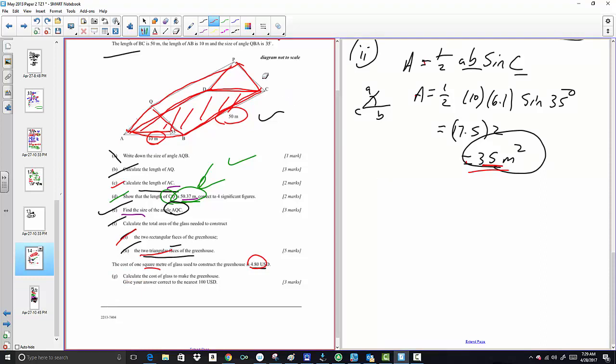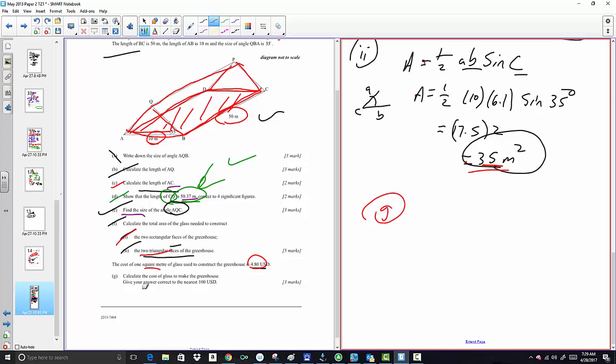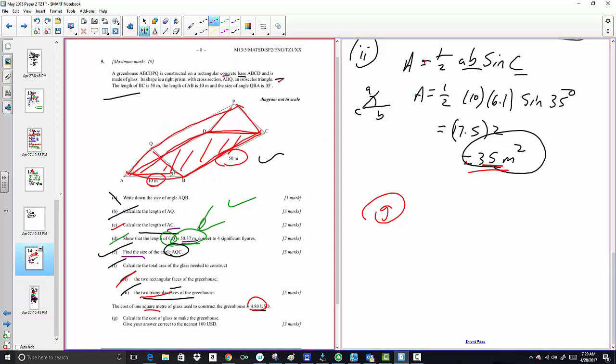Okay, that brings us down to G. All right, so G tells us the cost of 1 meter of glass used to construct the greenhouse is $4.80. Calculate the cost of glass to make the greenhouse. Give your answer correct to the nearest 100 US dollars. Okay, so basically they told us in the question that we have a concrete base right here. So this whole thing is concrete, this base. So the glass is the two triangle ends and then the two rectangle faces. So we already have the areas for those, though.